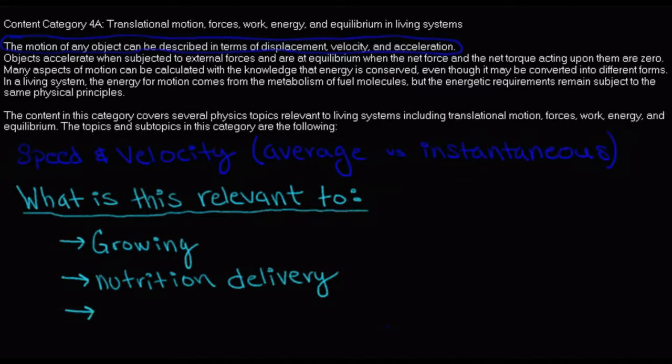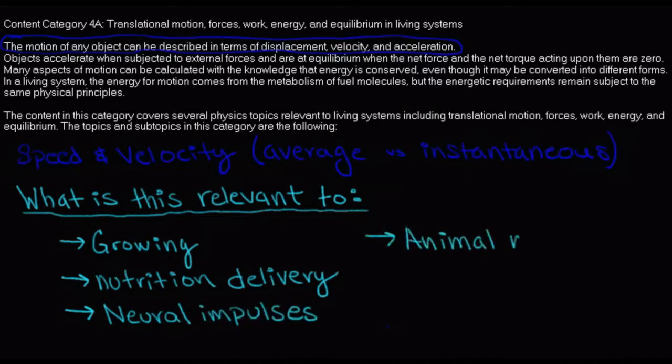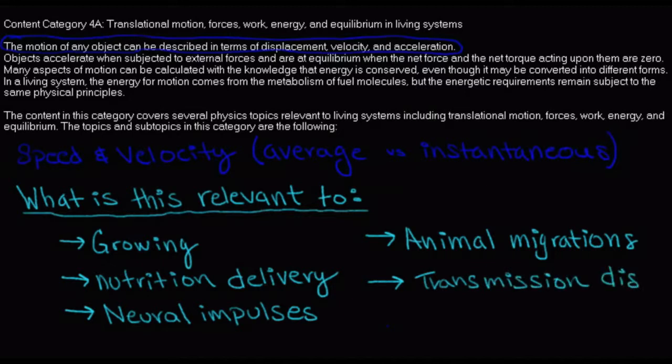Neural impulses. How we sense things and interact with our environment. Talk about animal migration habits. And then, kind of less literal, you can talk about the transmission of disease as kind of analogous to speed and velocity. This is not an exhaustive list, but just a start.